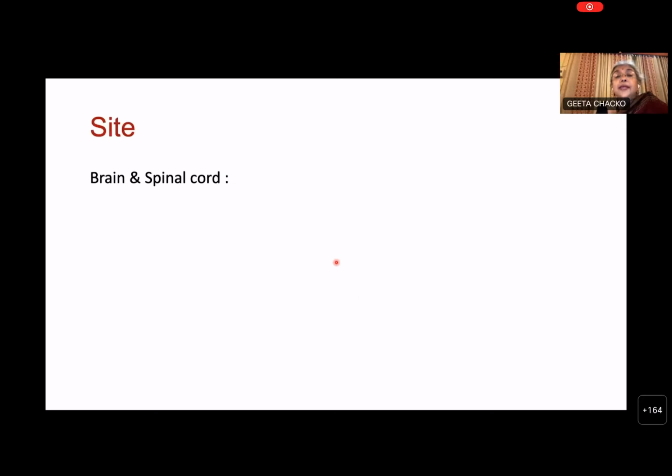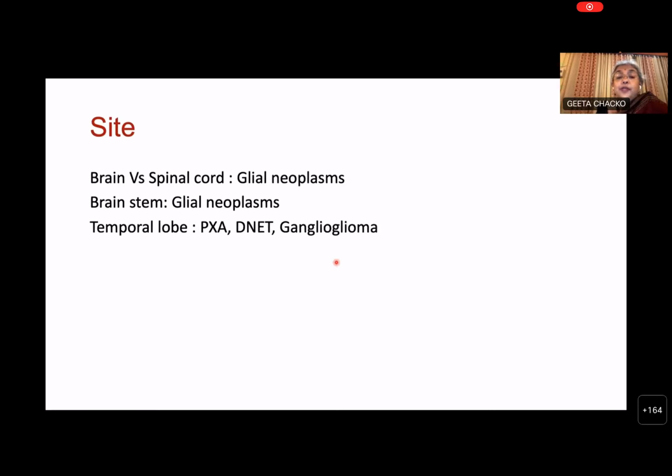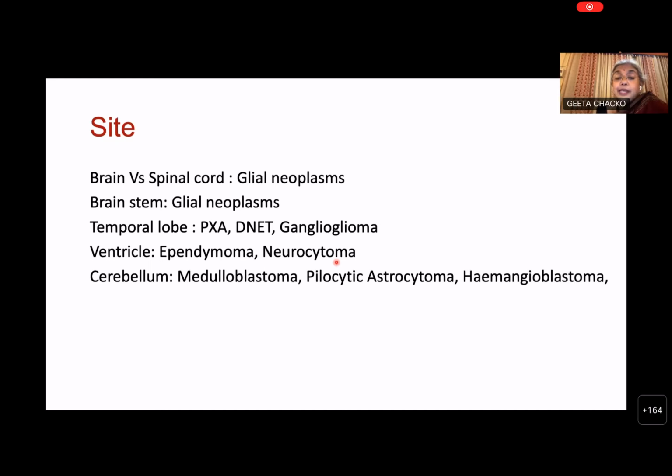So going by site, in the brain and spinal cord, overall, glial neoplasms are very frequent. When one encounters a tumor in the brainstem, again, it's glial neoplasms. In the temporal lobe, it's mainly low-grade tumors like the pleomorphic xanthoastrocytoma that Dr. Vani showed you, and the dysembryoplastic neuroepithelial tumor, which she also showed you in the last session, and the ganglioglioma. When one sees a tumor in the ventricle, there is no hard and fast rule that only these tumors occur, but these are the more frequent. You get ependymomas and neurocytomas. If the tumor is in the cerebellum, if it's high grade, one considers a medulloblastoma. Pilocytic astrocytomas and hemangioblastomas are cystic tumors with mural nodules.